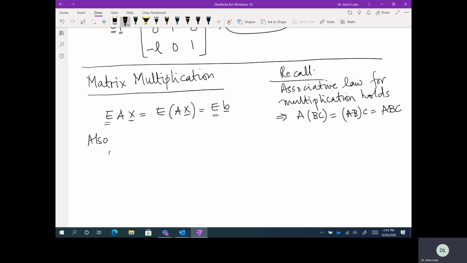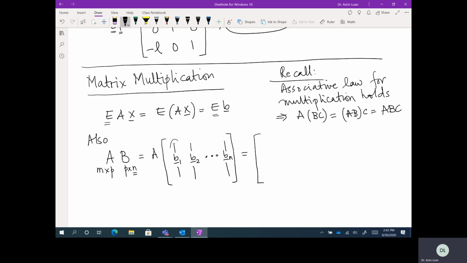Also, what is A times B? A is some M by P matrix. Obviously, B is going to be some P by N matrix. Let's write A as is, and B in terms of partitioned column vectors. There are n of these because this is n. This is matrix A, and if this was only one column, we'd get A times B1. If we have this column instead, we'll get A times B2, and so on and so forth, up to A times Bn over here.